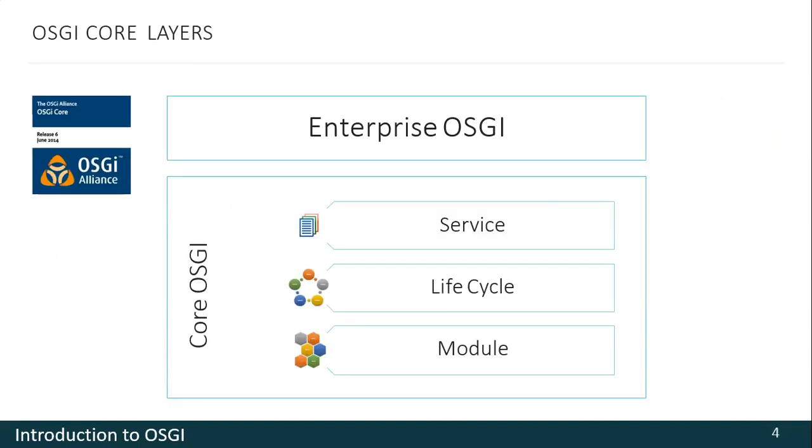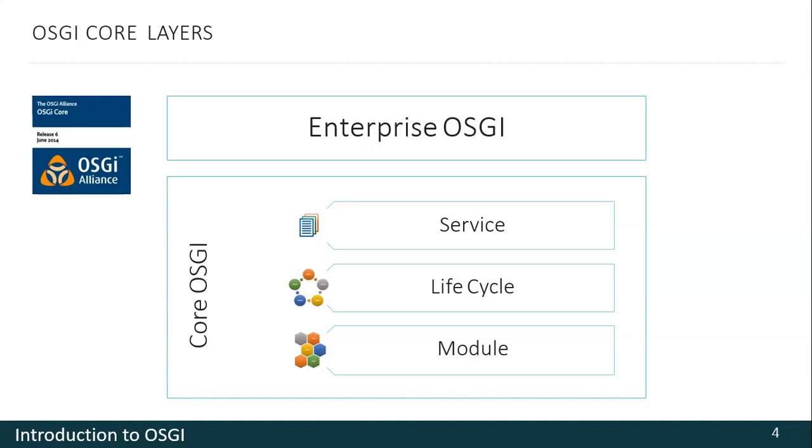Just like Java with its Core and Enterprise edition, there is a Core and Enterprise OSGI. They are described in separate specifications. Enterprise OSGI is built on top of the Core. Let's look at the Core OSGI first. The Core specification defines three groups of features. The specifications call them architectural layers. Let me describe them briefly and then we will talk about them in detail one by one.